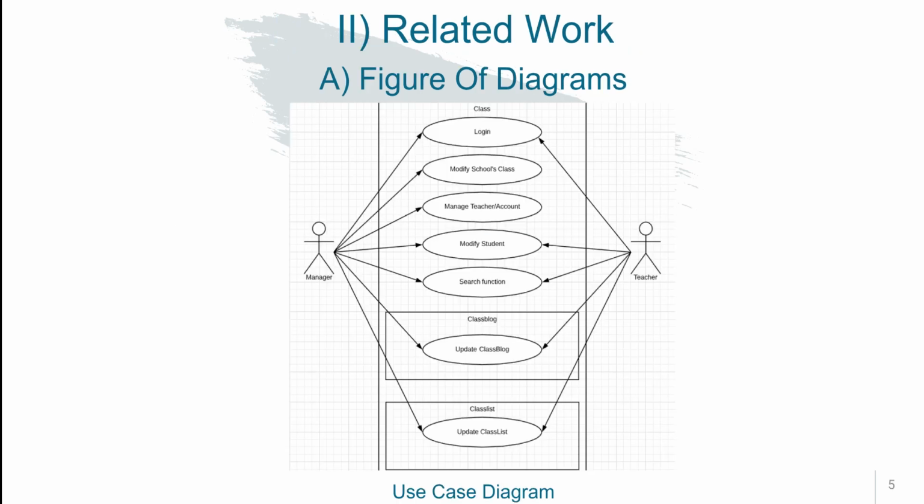The second part is related work. This is the first diagram, the use case diagram. My system has two actors, manager and teacher. The manager has access to all functions, such as modifying school classes and managing accounts for teachers or admins.